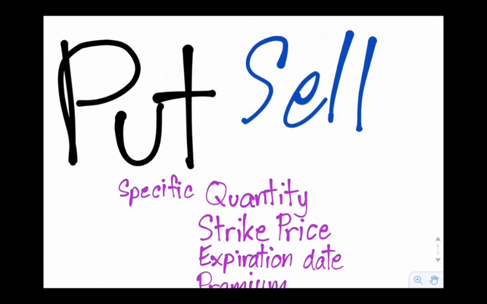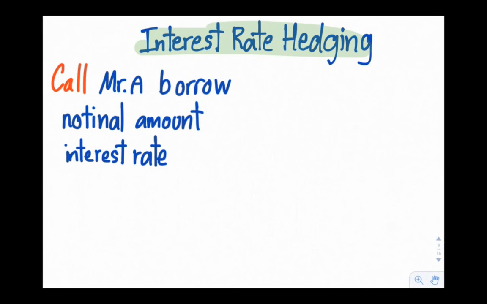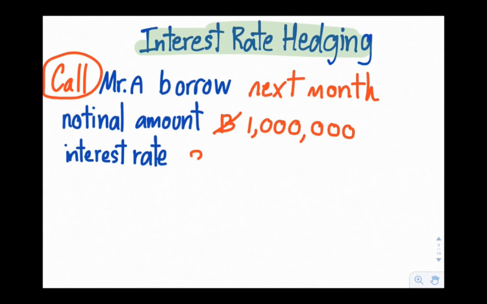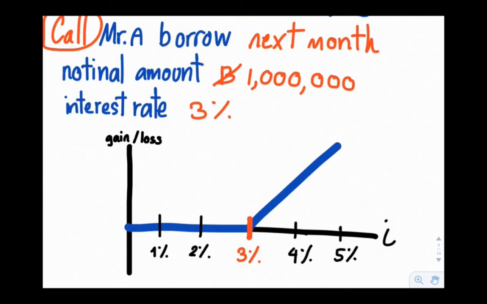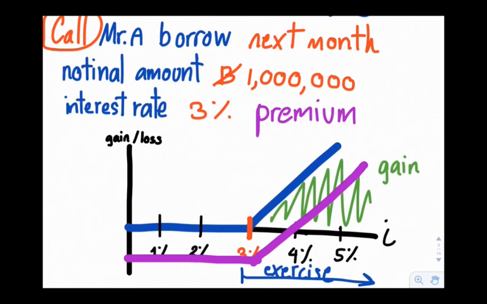Put option is the same as the call option except it is the right to sell with a specific quantity, strike price, expiration date, and premium. Let's take a look at interest rate hedging by using call option. Mr. A is going to borrow money next month for 1 million baht and the interest rate on the contract is 3%. So next month, if the interest rate is greater than 3%, he will exercise the option, and this area will be his gain. However, when we put the premium into the payoff graph, the light green area will be the net gain.